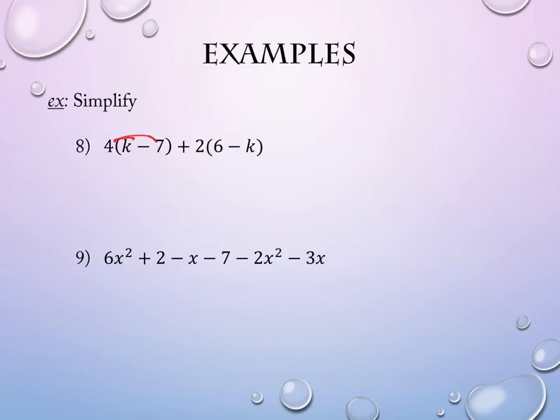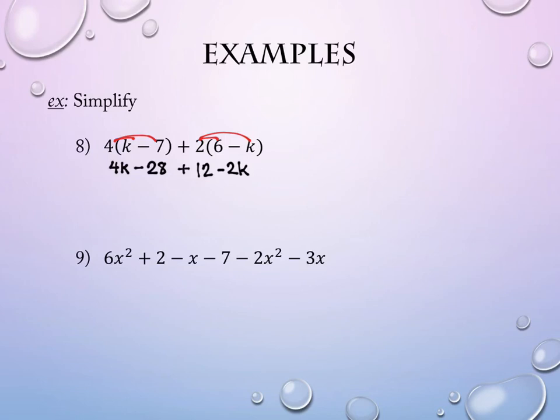So when I'm distributing my values, I need to be careful about what I am and am not distributing. In the first one I have 4 times k, which gives me 4k. Then I have 4 times negative 7, which gives me negative 28. Now I'm distributing a positive 2. So positive 2 times positive 6 gives me 12. And then 2 times negative k would give me negative 2k, right? So that's all the distributing parts.